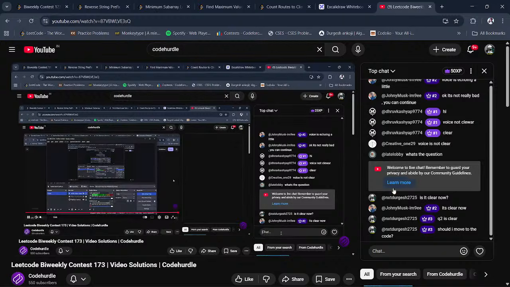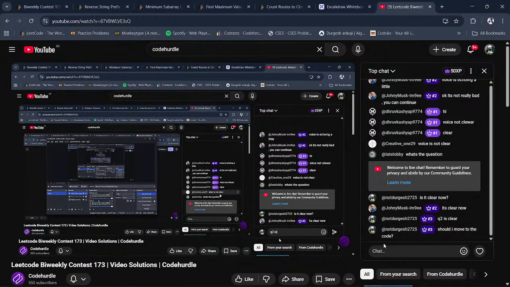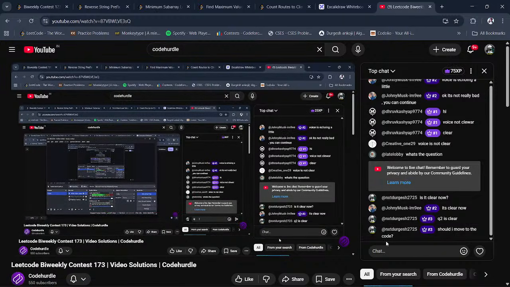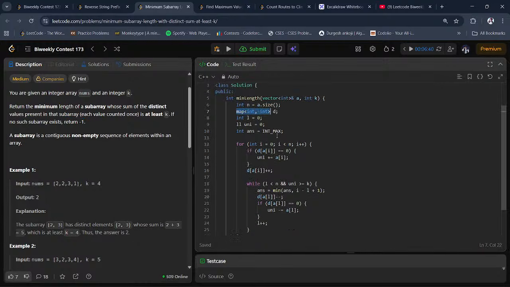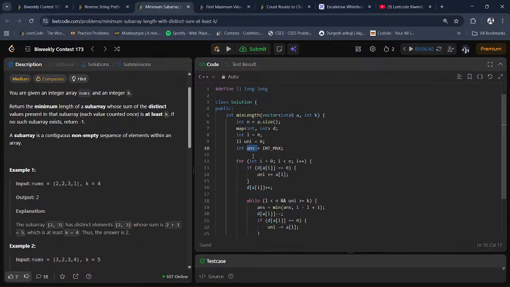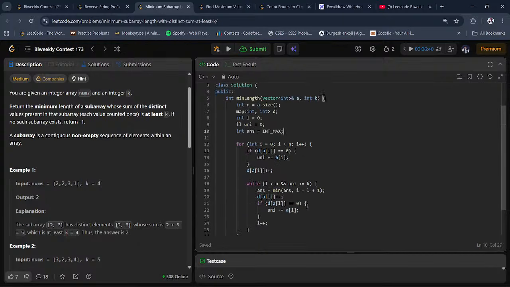Should I move to the code? So we'll try to explain the code. I took a map. Initially I kept a left pointer, that is L. Unique is the unique sum. Initially my subarray answer I kept to maximum. If I didn't find any subarray, I can just return -1.